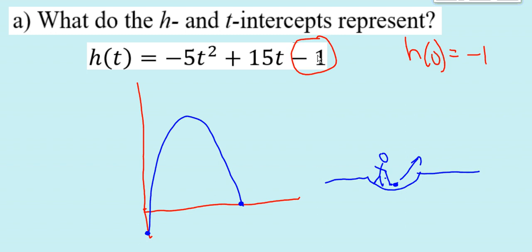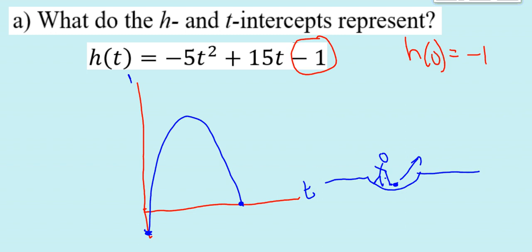Again, I didn't do any math to find it. It's important that you can look at that and understand that it's there. It didn't say to do math, and I haven't done math. I'm just looking at what I have. I have a starting height of -1. I don't know any other numbers right now, but let's make sure we understand what the H and T intercepts represent. Now I have a reasonable idea of what's happening here.